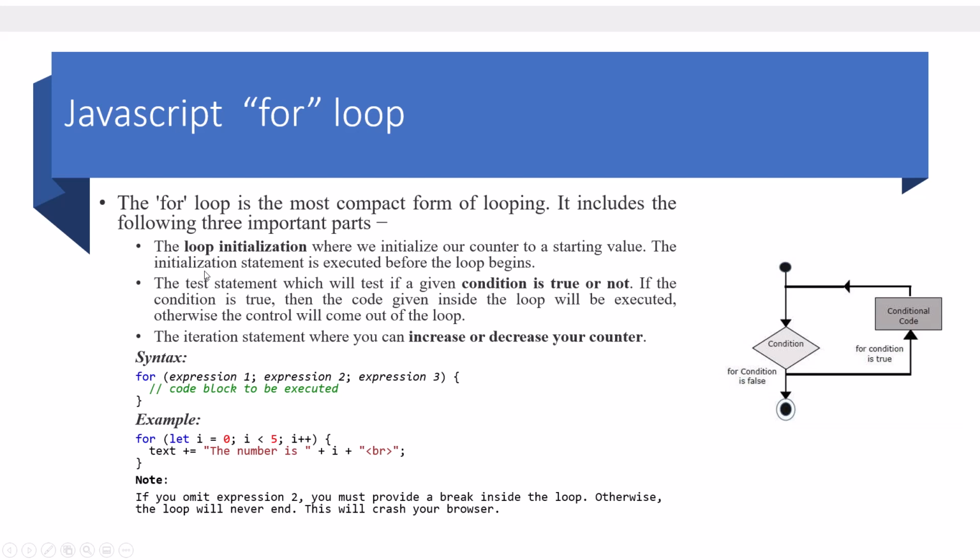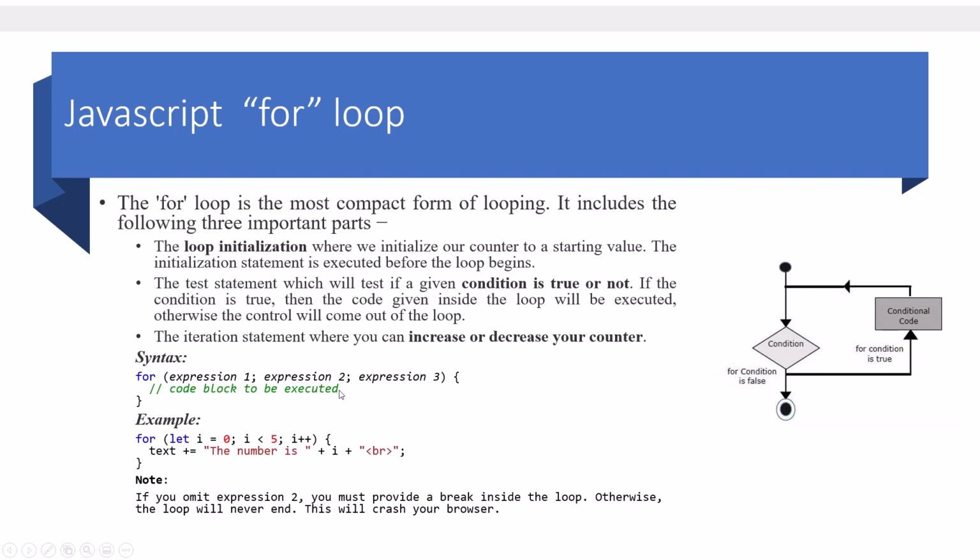So the first expression here is the loop initialization. It gets executed only once, at the start, when we initialize our counter to a starting value. The initialization statement is executed before the loop begins. So at the first expression, loop initialization is done.